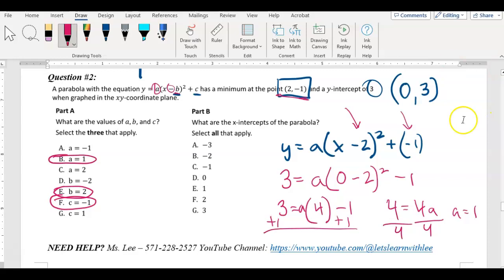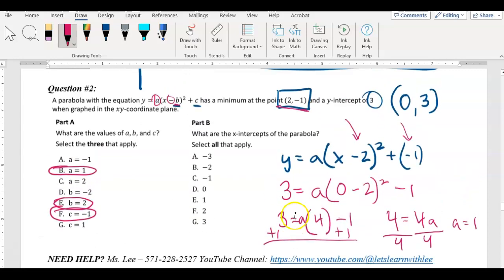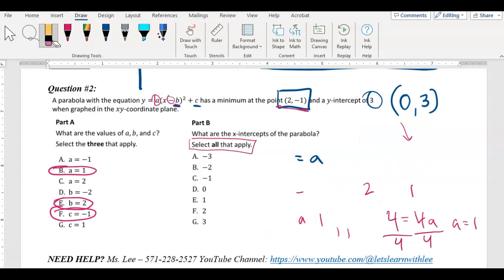All right, let's take a look. Oh, sorry, at part B. What are the x-intercepts of the parabola? Select all that apply. Okay, so we're going to have to do a little bit more work for this. Now, I do want to note that I believe this question was a question for which you could not use the calculator. So this does require you actually using your brain and calculating and not necessarily checking it in the calculator.